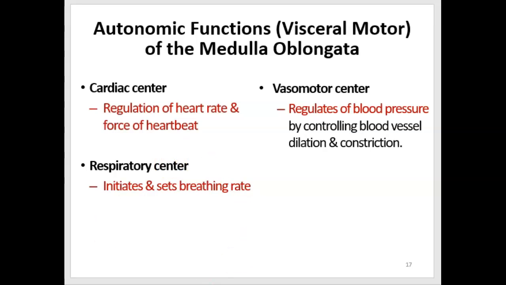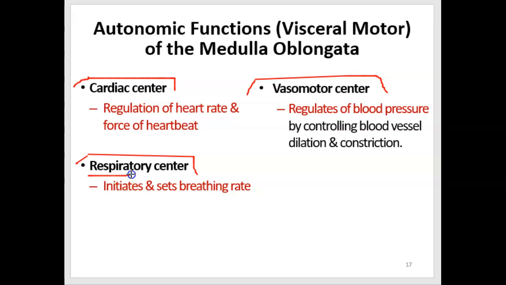So the cardiac center, these are the real three that you'll touch on in A and P2. The cardiac center, the vasomotor center, and the respiratory center. The cardiac center is where the heart rate and the force of the heartbeat is regulated. Now the heart can beat without input from the medulla oblongata, but not for very long.